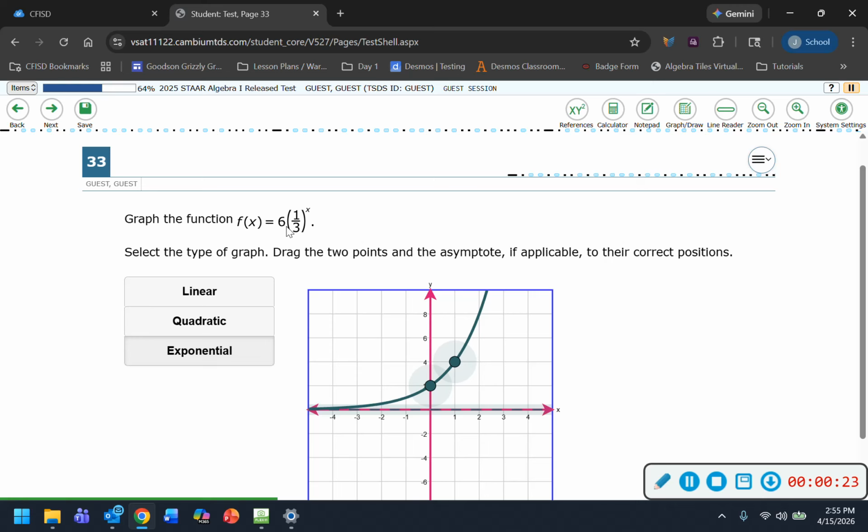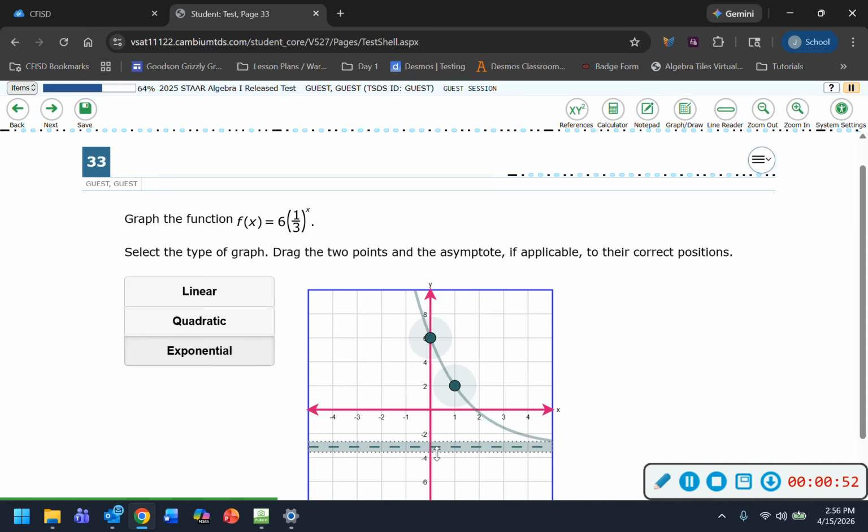First piece, this number outside the parentheses, the one not being raised to the x power, that's our y-intercept. So I'm going to put that on the y-axis. The second thing is telling me what are we multiplying by repeatedly? Because exponential functions are just repeated multiplication. We're multiplying by 1/3. So 6 times 1/3 is 2. If I do it once, it's going to put me at 2 for the first x value.